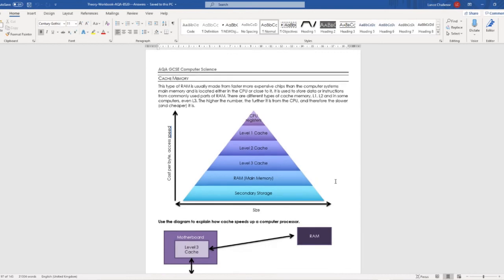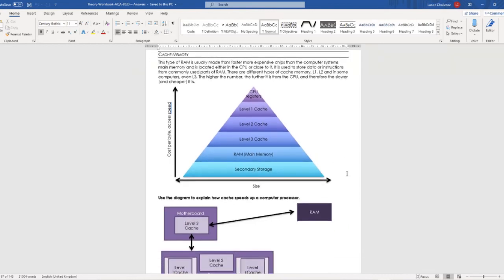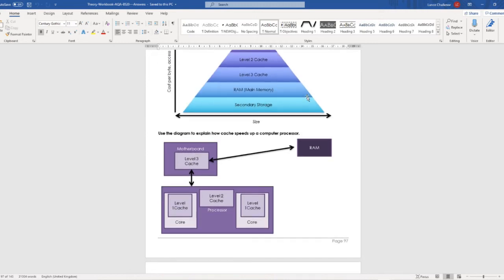Right, so cache memory. Let's have a look at cache memory. This is a diagram of memory on a computer with the largest and slowest at the bottom, smallest and fastest at the top. So on our CPU, here's our processor. Today, processors can have multi-cores, so it's like mini processors on a big processor. Each core can do its own processing, and each core will have its own cache.